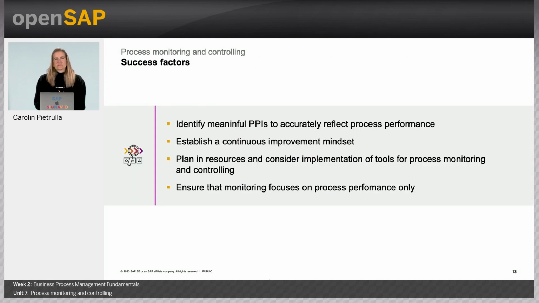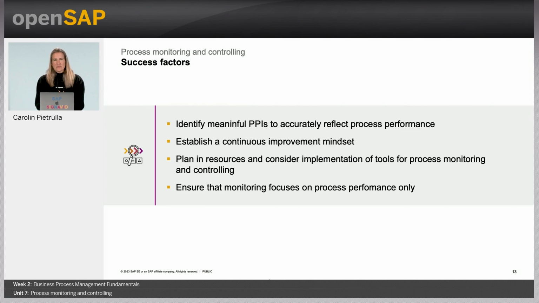Now, for process monitoring and controlling, I would believe that the following points are critical for success. The identification of meaningful PPIs to accurately reflect process performance, which can be really hard in the beginning, but will become easier with more experience. And by the way, determining and benchmarking these PPIs should happen as early as in the process discovery phase.